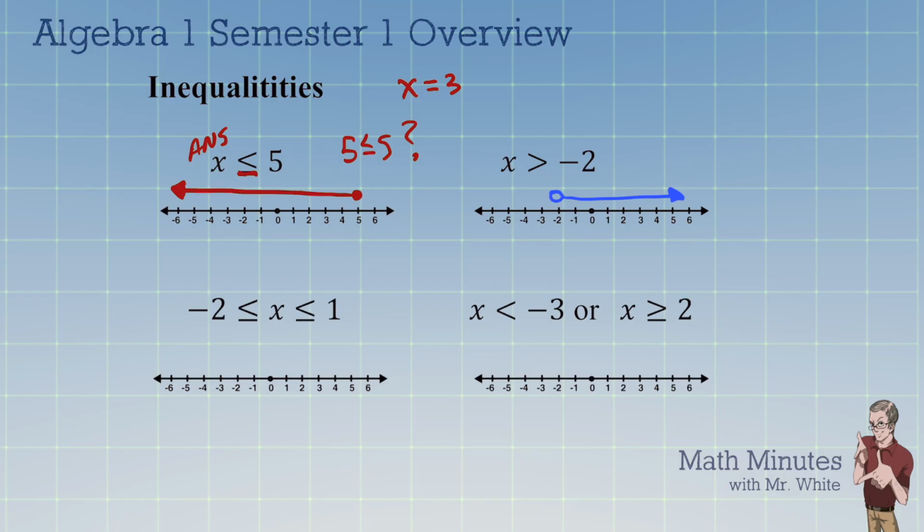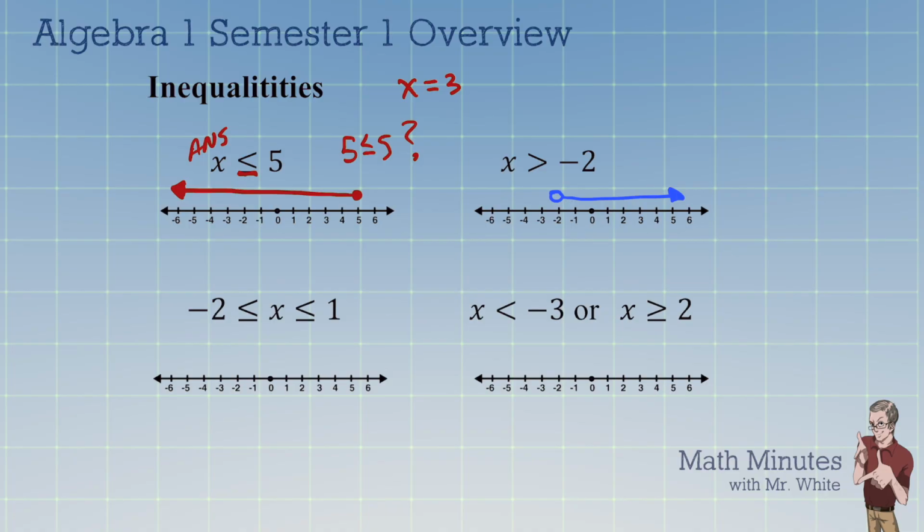So hopefully you're catching on. We've got an open circle when we do not have the equal as an option. We do a closed circle when we do have the equal as an option. So I get that question a lot, the open circle, closed circle. So I wanted to make sure I went over that on this slide.